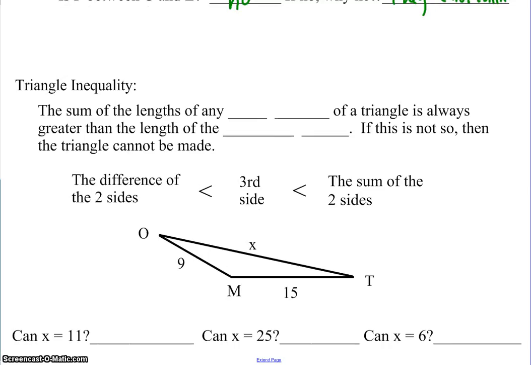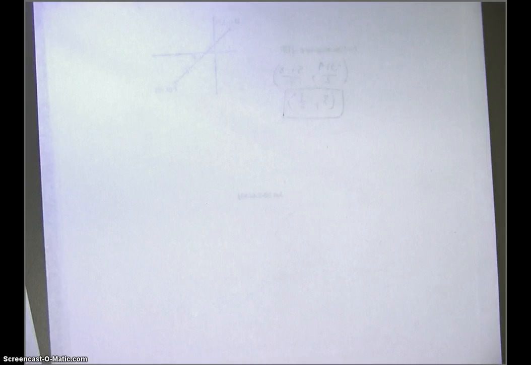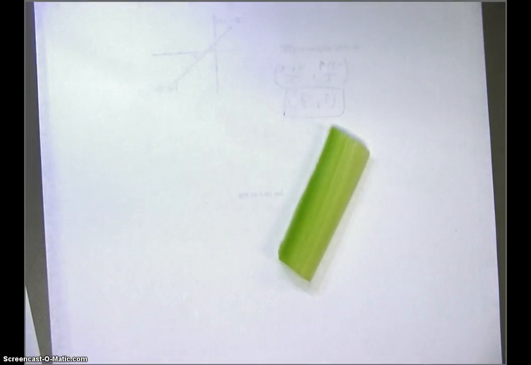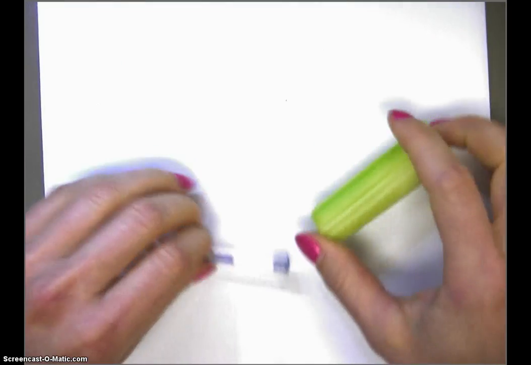Triangle inequality. So for the triangle inequality, if you have 2 sides of a triangle, there's only so long that that 3rd side is able to be. So I'm going to demonstrate this for you, and I was looking around my room for how I can demonstrate this triangle inequality, and you guys are going to laugh at me, but I can use a piece of my celery. So this is going to be the legend of the triangle inequality. And what's something else that I could use? I have a pen. Okay, I'll just use my pen as the other side of the triangle.